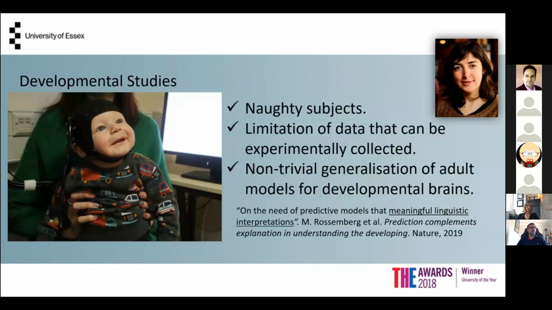Another investigation we are doing is on the impact that artificial intelligence might have in developmental cognitive neuroscience analysis. This is a field that is hampered by several limitations. This is work that we are doing in collaboration with Professor Lauren Emberson.